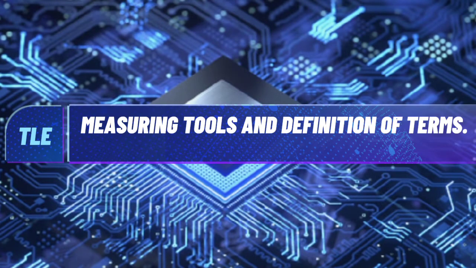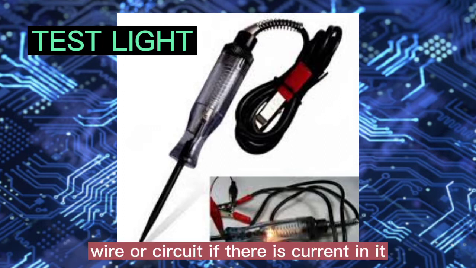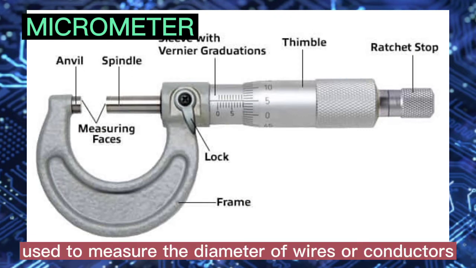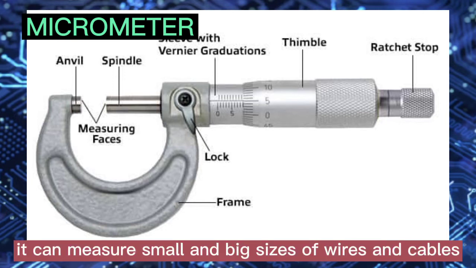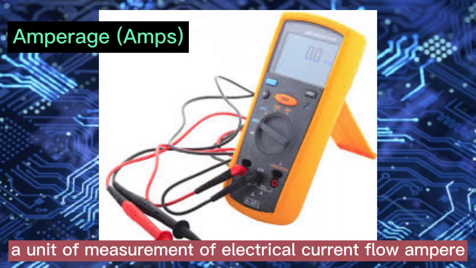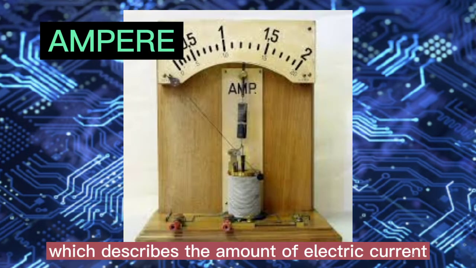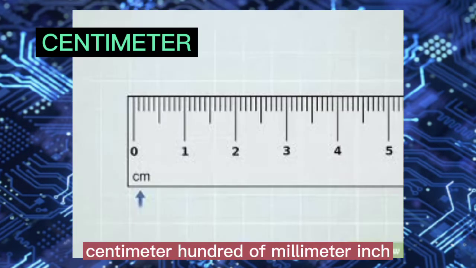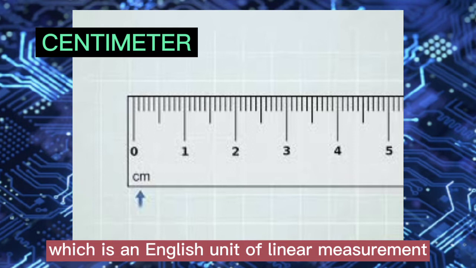Measuring tools and definition of terms. Test light, a pocket-sized tool used to test the line wire or circuit if there is current in it. Micrometer, used to measure the diameter of wires or conductors in circular mills. It can measure small and big sizes of wires and cables. Amperage or amps, a unit of measurement of electrical current flow. Ampere, a unit of measurement which describes the amount of electric current passing a certain point at a particular time. Centimeter, hundredth of a meter. Inch, a portion of a foot which is an English unit of linear measurement.